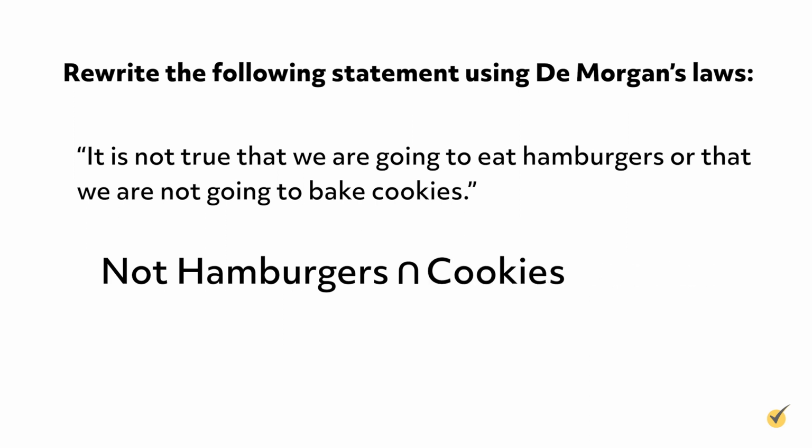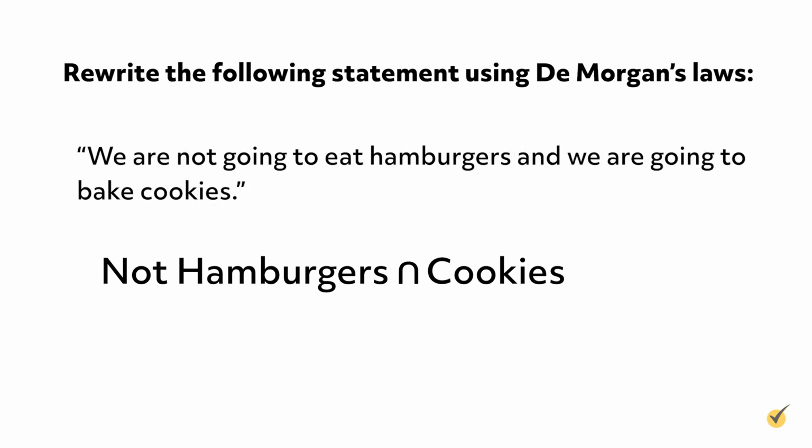intersect cookies. So if we say it is not true that we are going to eat hamburgers or that we are not going to bake cookies, we mean that we are not going to eat hamburgers and we are going to bake cookies. A more natural way of saying this is we are not going to eat hamburgers, but we are going to bake cookies. The word but can be used in place of the intersection whenever one of the sets is negated.